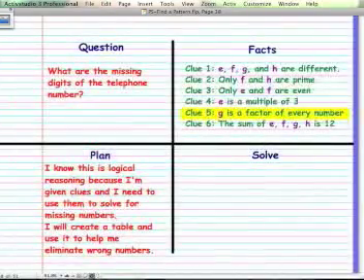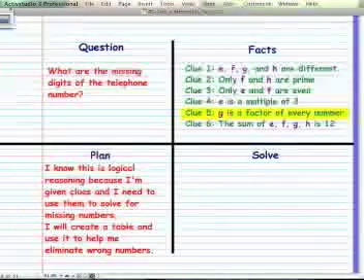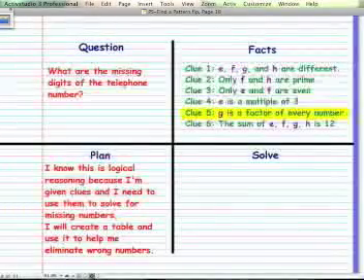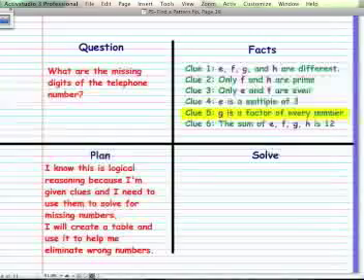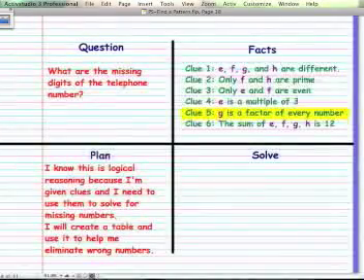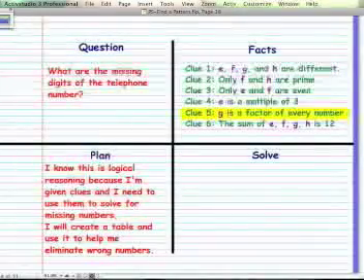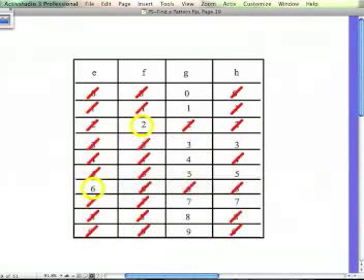Alright, problem solvers, on to clue number 5, which says that G is a factor of every number. Well, that's easy because there's only one number that's a factor of every number, and that's 1. Let's take a look back at our table under column G, and we can eliminate everything except 1. We know that digit G has to be 1. Wow, we're almost done.